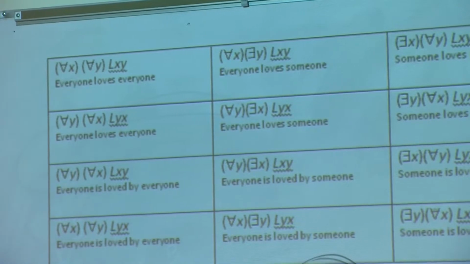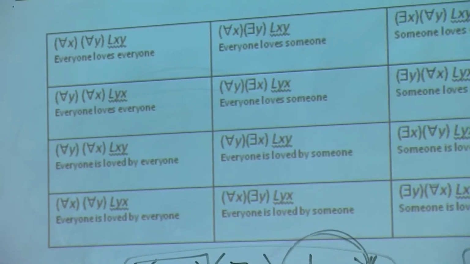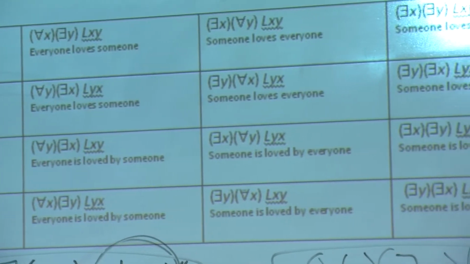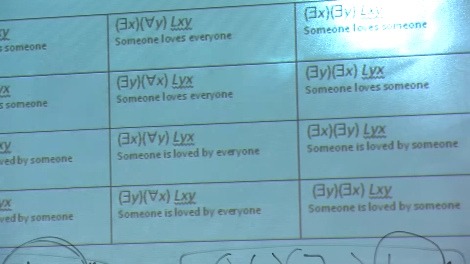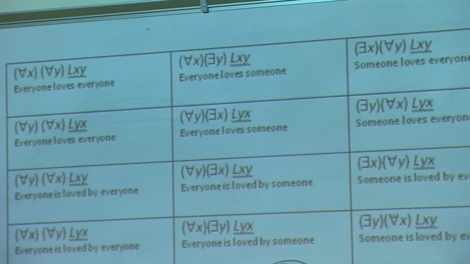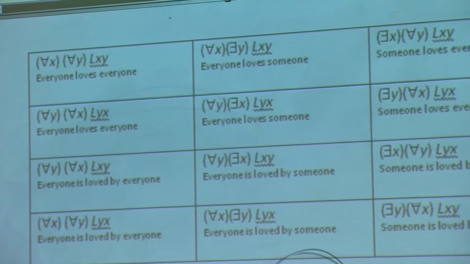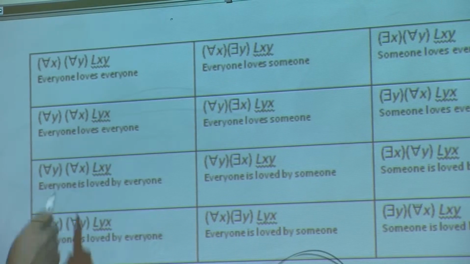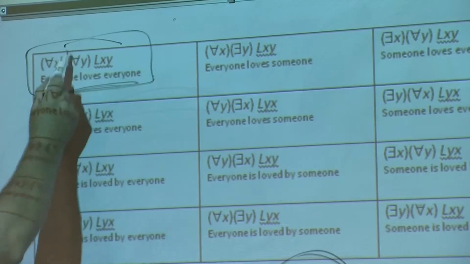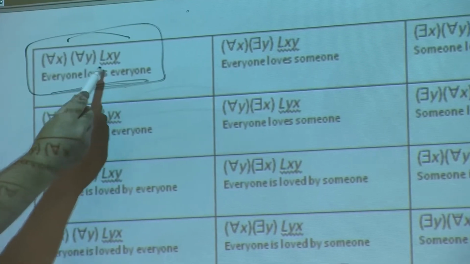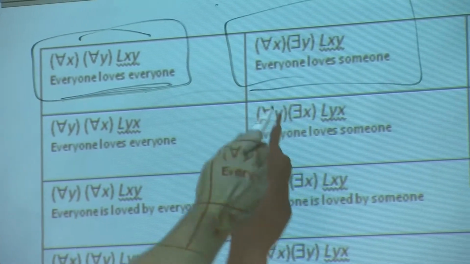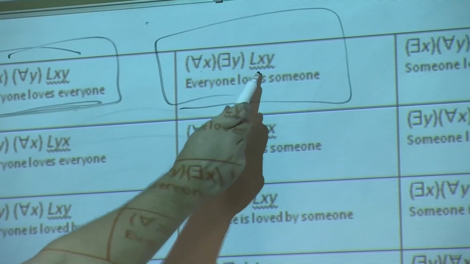So what are there? There's 16 combinations or 16 options. If we look at these 16 options, there is some redundancy, but we can move through and see how it works. So, and you can refer to this in the text if you can't see it on your tiny phone. So everyone loves everyone, we've seen. That's straightforward: for all X and for all Y, LXY. Everyone loves someone, which we've seen. For all X, there's some Y, LXY.